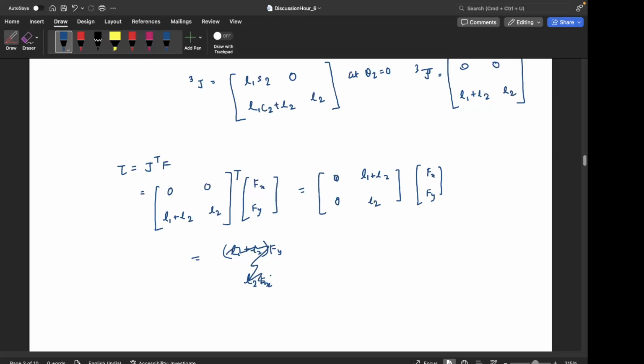Or we can straight away use the, yeah, the correct matrix multiplication would be, so tau would be L1 plus L2 Fy and L2 Fy.